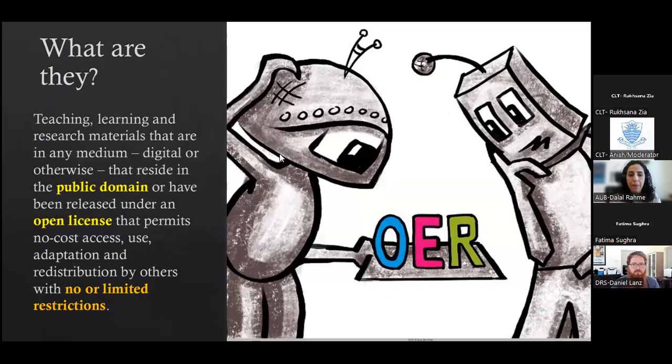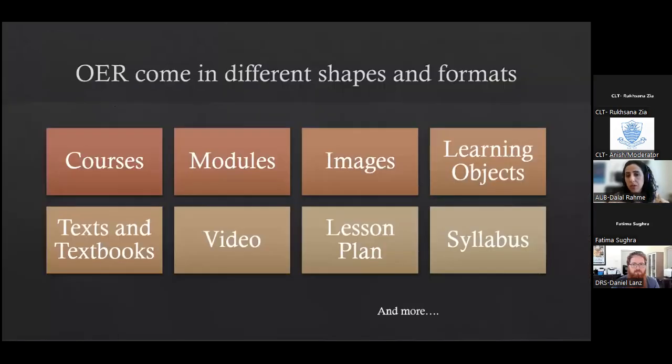So we have two conditions for materials online to be classified as open educational. They should be either in the public domain or have an open, flexible license. And here we speak about how open educational resources can come in different types and formats. So you can see them as full courses online, as modules, online chapters for specific courses, as images.